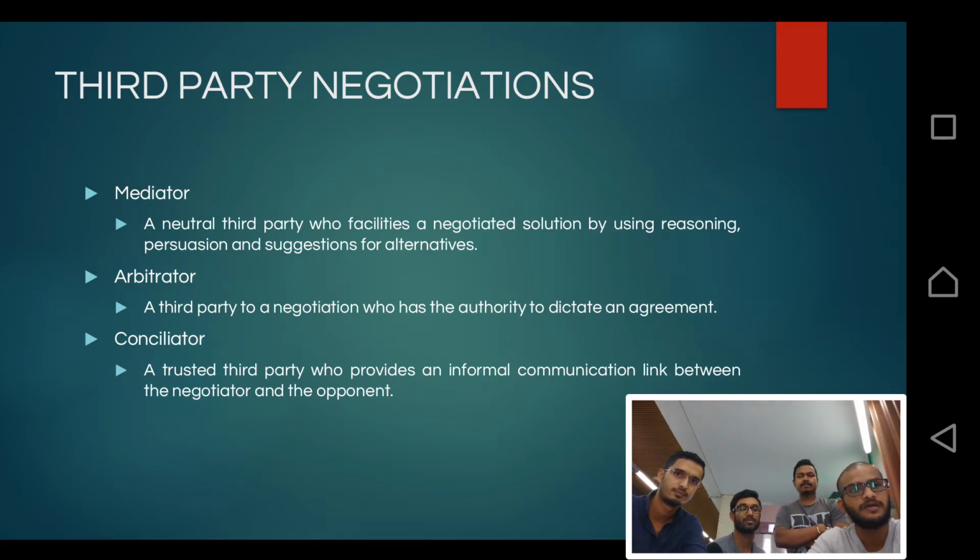The first is the mediator. Mediators are widely used in labor-management negotiations and in civil court disputes. Their overall effectiveness is fairly impressive. The settlement rate is approximately 60%, with negotiator satisfaction at about 75%.